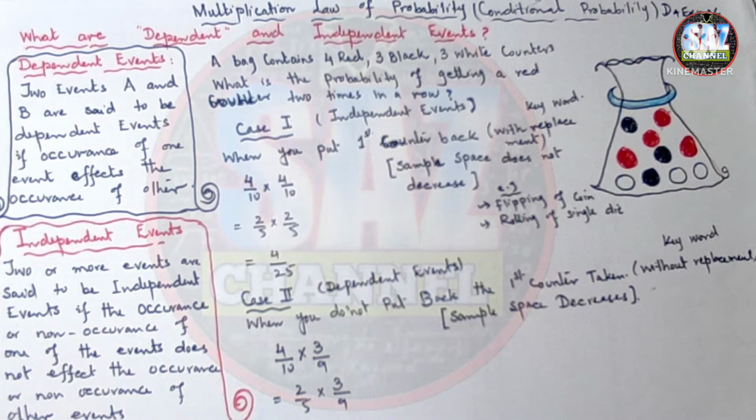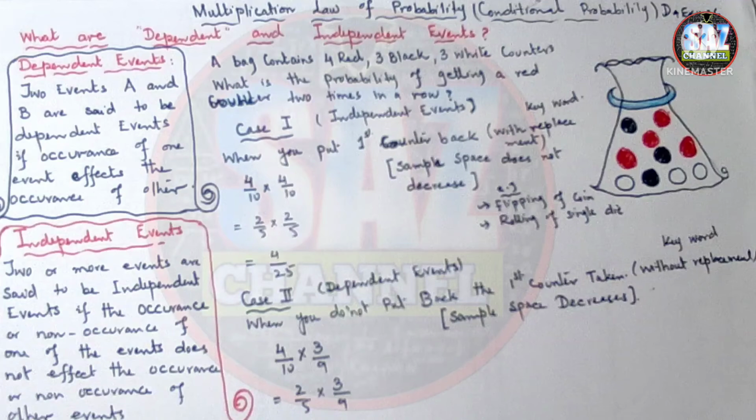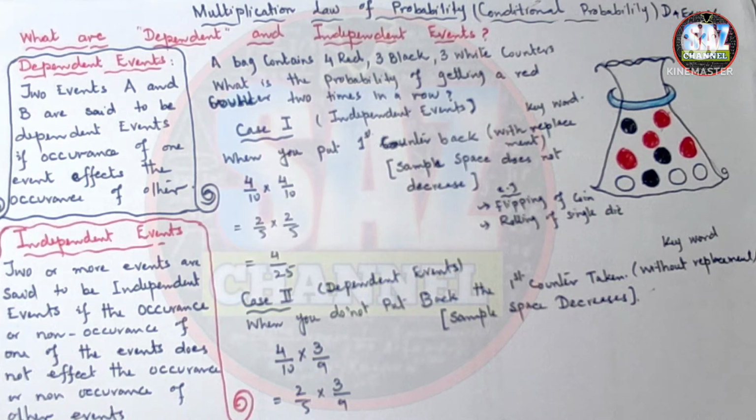This is my first lesson of D4 chapter number 3, exercise 3C, that is about the multiplication law of probability and conditional probability. Before going to the exercise, it's really important to understand what the multiplication law of probabilities is, what conditional probability is, when and how to apply the multiplication law of probability, and how to identify the situations which are related to it.